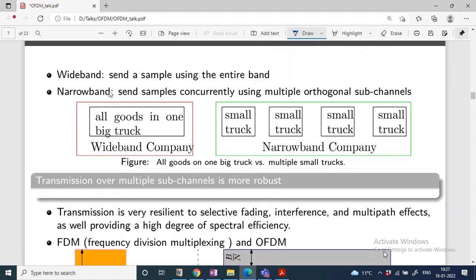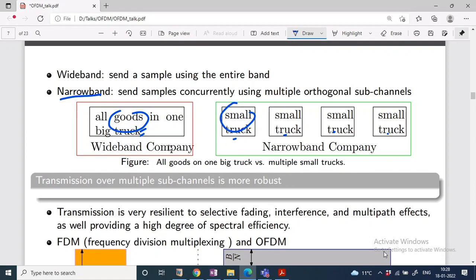So you can think of wideband and narrowband systems this way. Suppose wideband is a company that sends all the goods in a single, big truck, but the narrowband company sends the goods in small trucks. So if something happens during the transmission, the whole goods can be destroyed. But here only one truck can be destroyed, so only a small portion of the goods is lost.